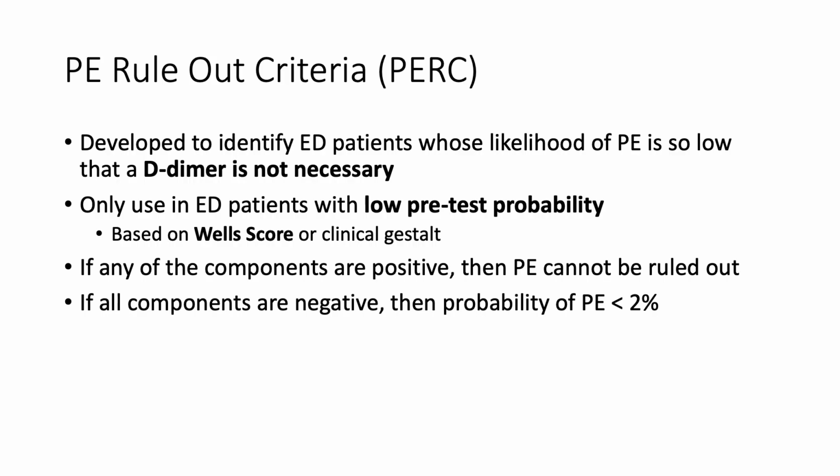Now, what about patients whose likelihood is so low that you don't even think a D-dimer is necessary? So people did develop the PE rule-out criteria that you can use in the emergency room to identify those people where their likelihood of a PE is so low that you don't need to do any testing. And so you should only use this in people who have a low pretest probability already. And so you can use a Wells score for that, or like the original criteria, they just said use your clinical gestalt. And if any of the components are positive, then you can't rule out a PE. But if all the components are negative, then the probability of a PE is less than 2%.